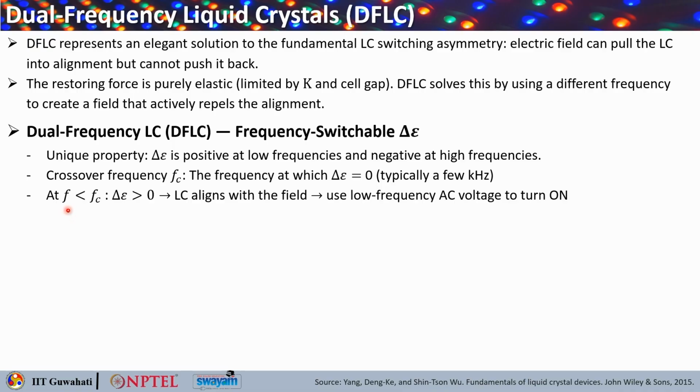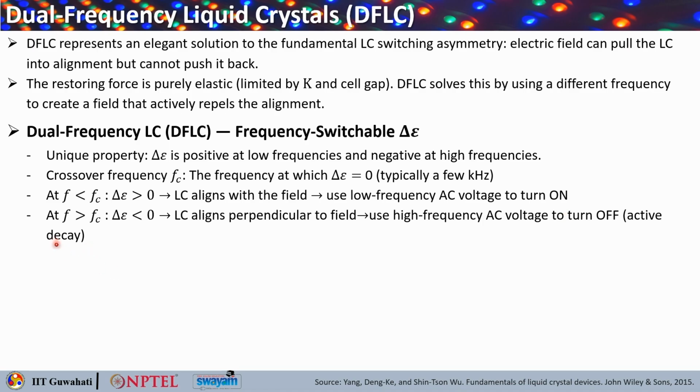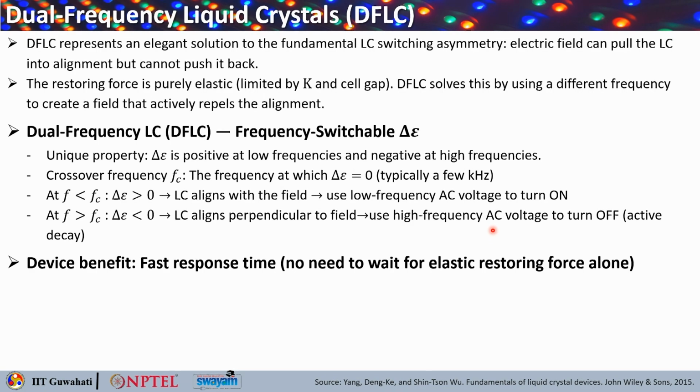So, what you see is at F less than Fc, your delta epsilon is positive. So, the liquid crystal aligns with the field and you can use a low frequency AC voltage to turn on. On the other hand, at frequency greater than Fc, your delta epsilon becomes negative. So, your liquid crystal aligns perpendicular to the field. So, you can use a high frequency AC voltage now to turn off. So, that is like an active decay.